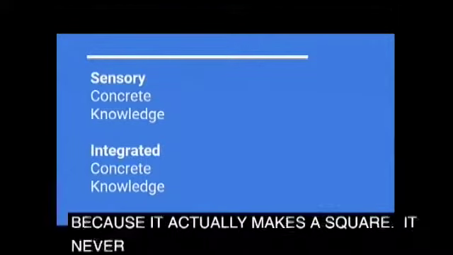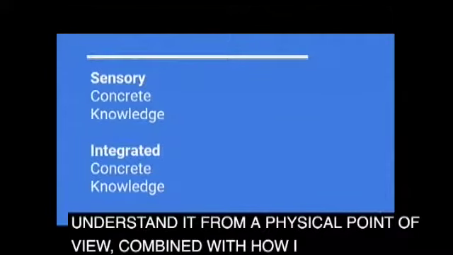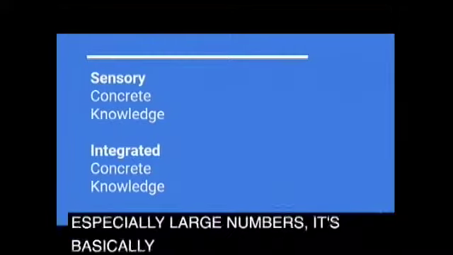And so combining that, being able to see it geometrically and understand it from a physical point of view, combined with how I understood it symbolically, made my knowledge much stronger, right? It was integrated concrete knowledge as opposed to just some abstract understanding. That became really powerful when I realized that when you want to find the square root of a number, especially large numbers, it's basically a function of taking that number and making it into a square, and then taking the value of the bottom row of that square. And how do you do that in such a way that it accounts for place value? It's a very powerful way to think about it.